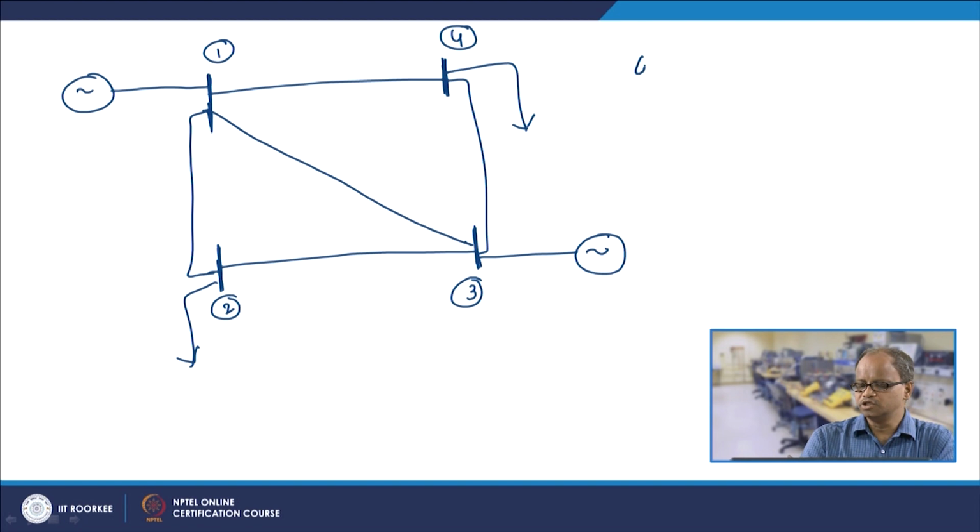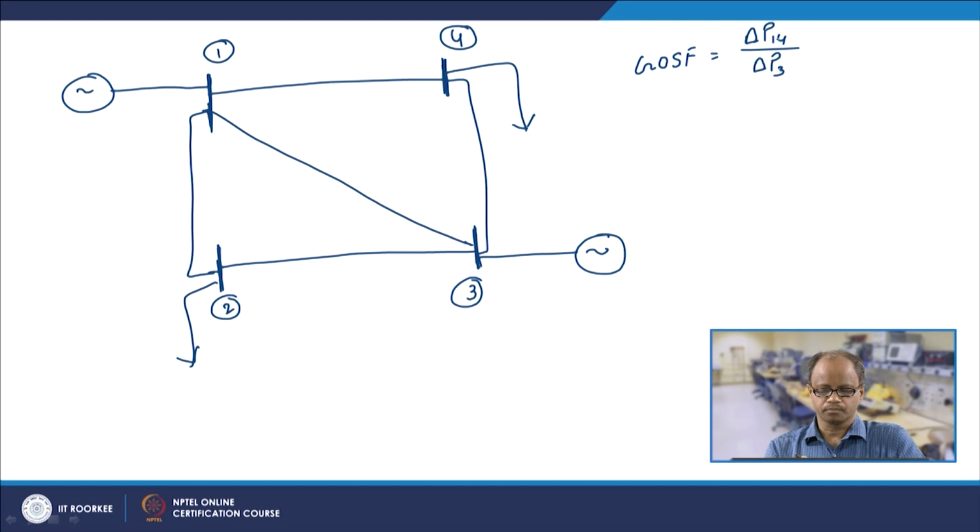Then GOSF would be, and let us say we are talking about the change in real power injection at bus 3, so GOSF for this case would be delta P14 by delta P3. Delta P14 is nothing but by how much the real power flow over this line between bus 1 and bus 4 has changed due to some change in injected real power at bus 3.